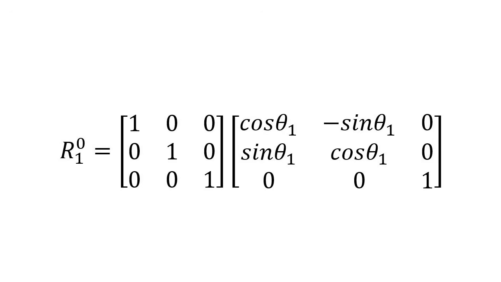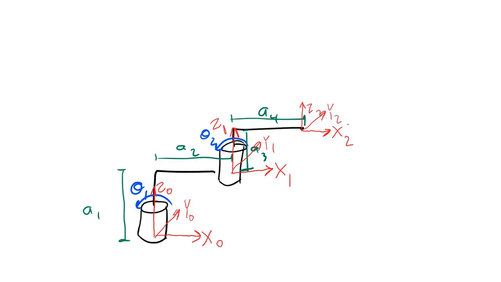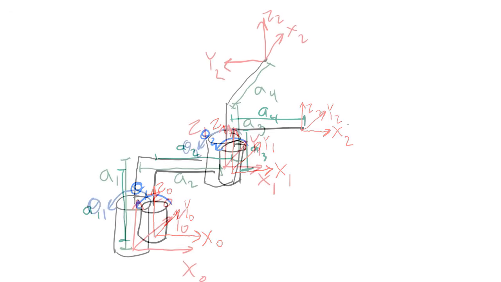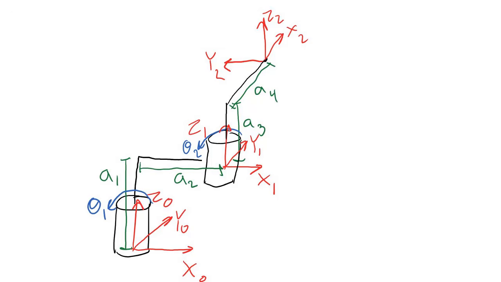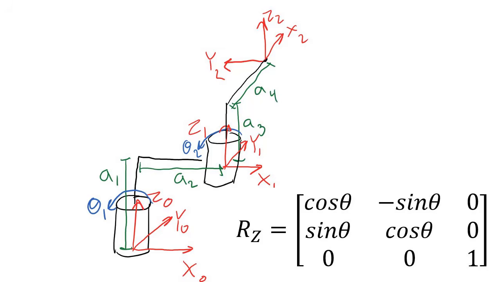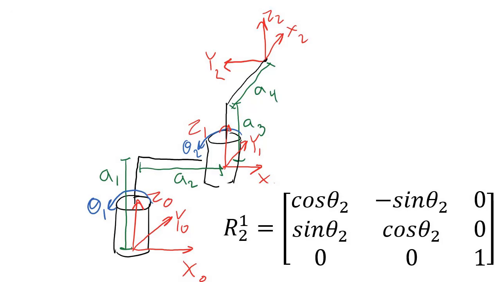Next, let's do the rotation matrix from frame 1 to frame 2. When servo 2 moves, frame 2 is going to rotate like this. Once again, this is a rotation around the z-axis. So I'll go and get the standard rotation matrix for a rotation around z. This time I'll plug in the second joint variable, theta 2.